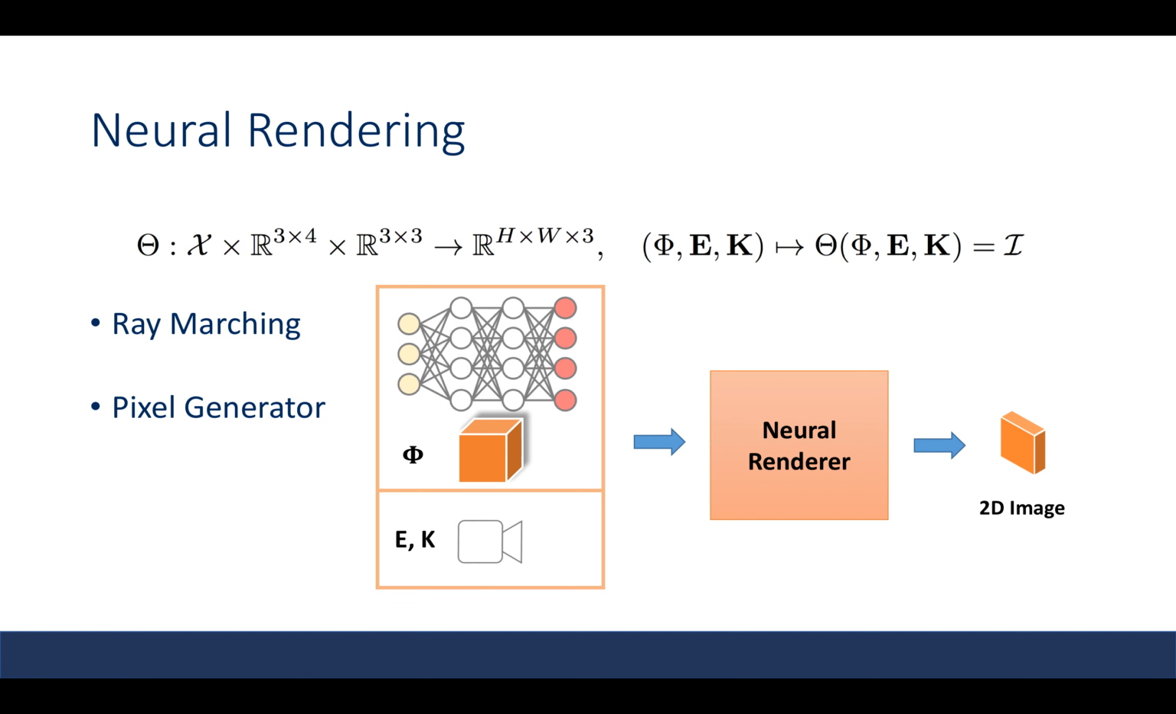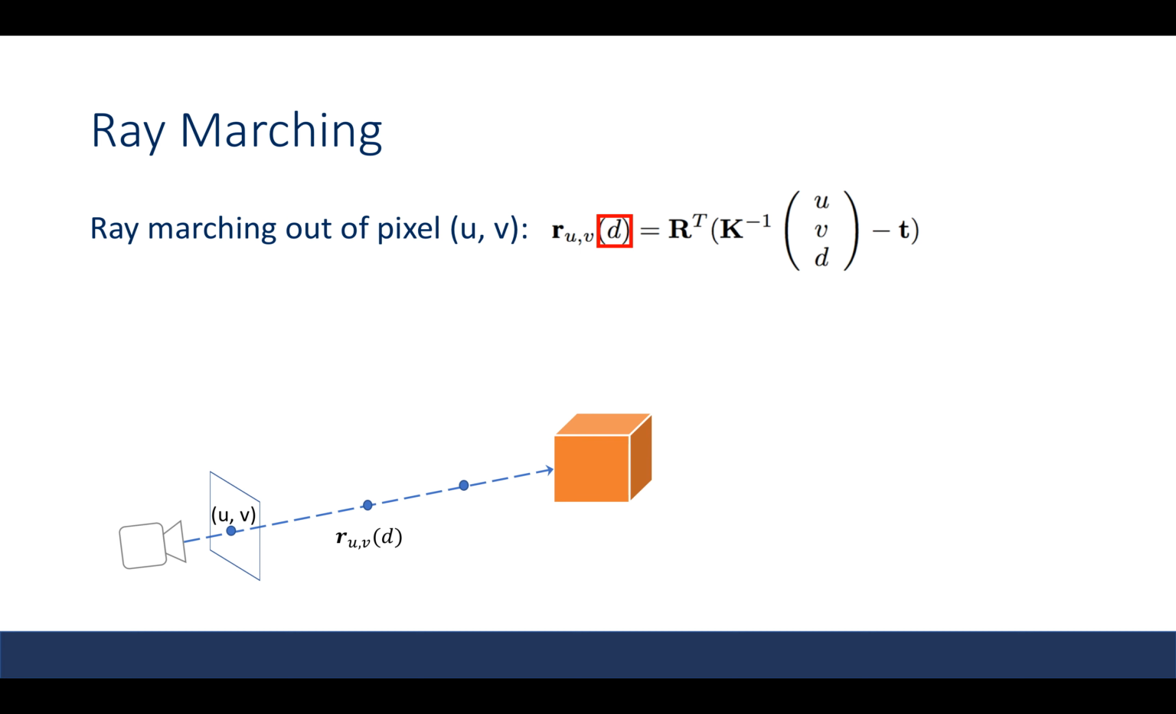Next, we have a differentiable renderer that maps an implicitly defined scene function to an image based on the viewpoint. To render a scene, two steps are taken. Firstly, we do ray marching, and secondly, generate color values for each pixel. Based on the principles developed in projective geometry, as a function of distance from the camera, we can easily parameterize the ray that starts from the camera center, passes through pixel u and v, and marches out through the scene.